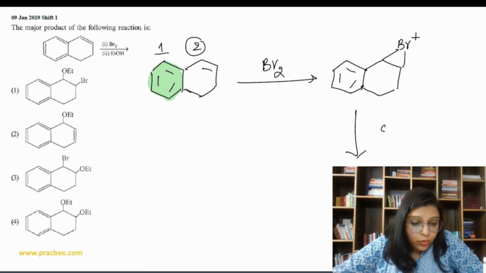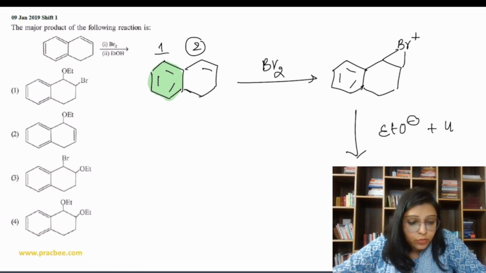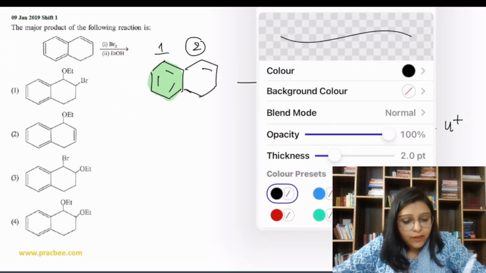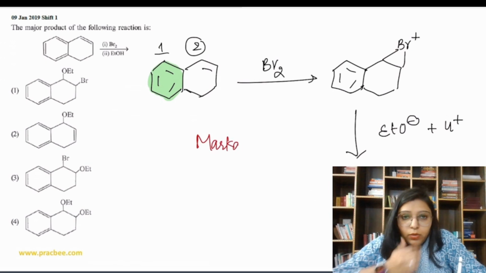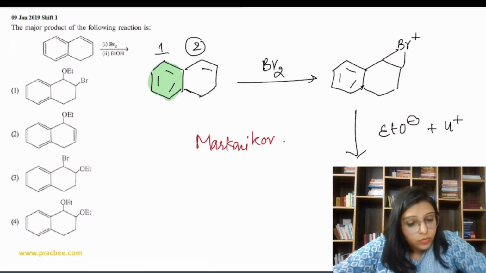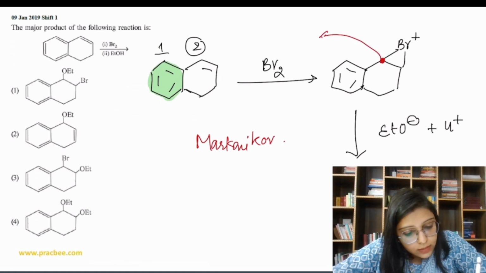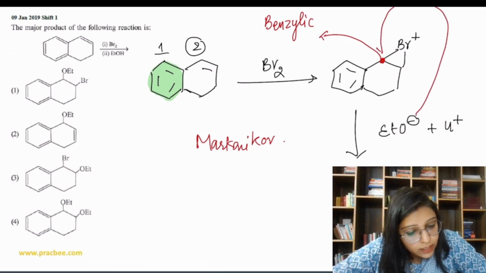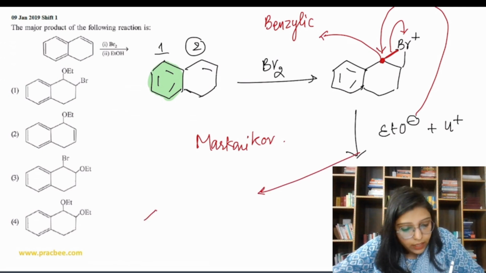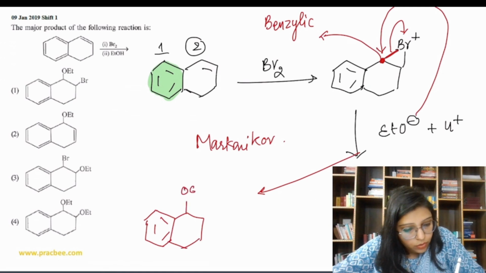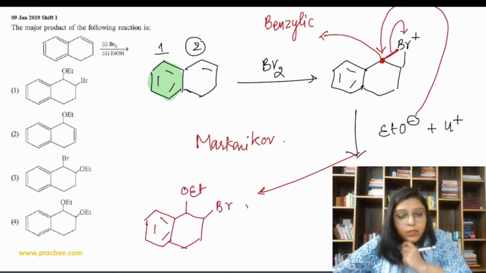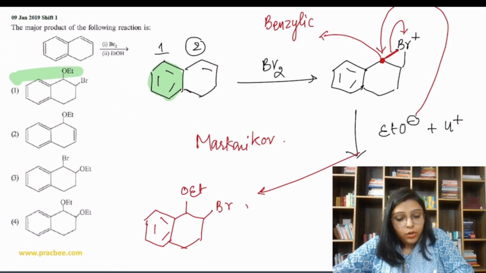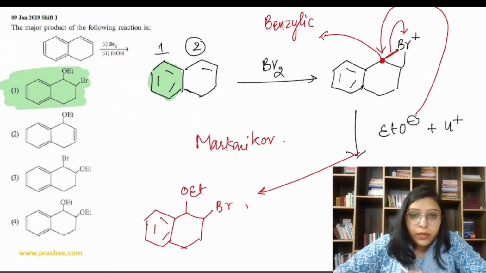We have now EtOH, EtO minus plus H plus. So nucleophile is this. So here also we have to do Markovnikov only, right? Markovnikov. Okay. So this is the benzylic position, right? So this is more stable. So OEt minus attacks over here, and electron of this bond shifts over here. So from this, what do we get? We get OEt over here and Br over here. So this is going to be the correct answer, and option number 1 is the correct one.